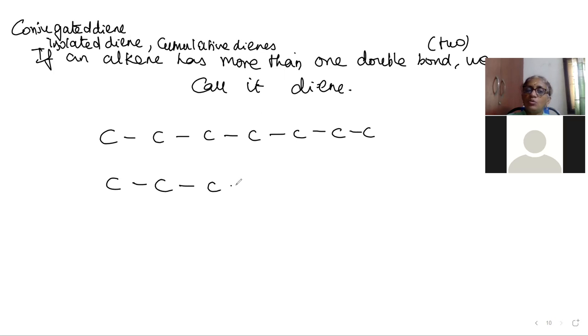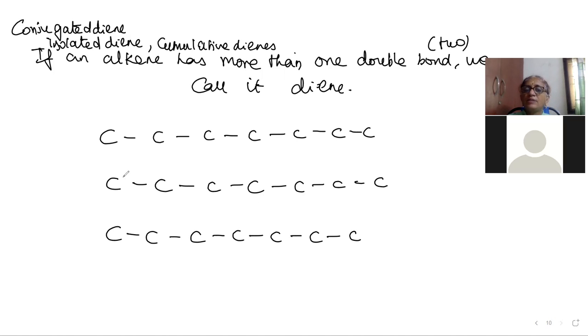Now let me write one more structure, and one more carbon skeleton. Let me write 4, 7. Here also 7 carbons. Now let me take them one by one. Conjugated diene means the double bonds should be alternate, with the possibility for delocalization. So the one double bond and the other double bond in alternate positions, you will call it conjugated diene.